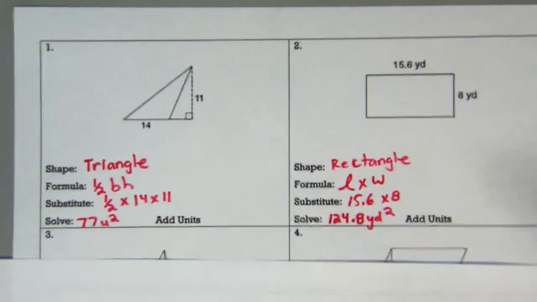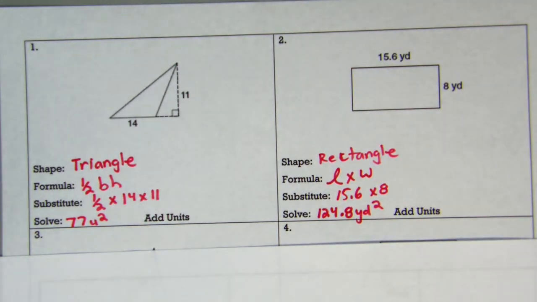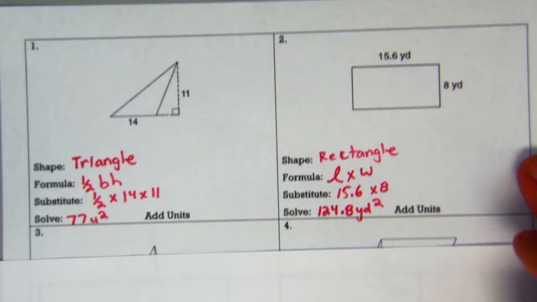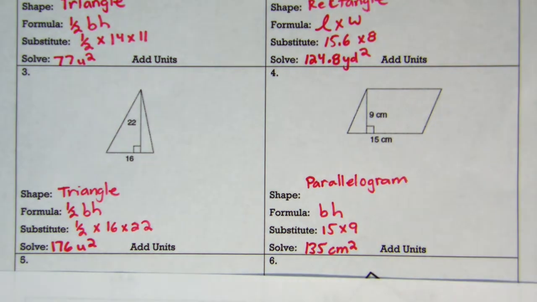Number 1, you should have gotten it is a triangle, so you're doing half times base times height, giving you 77 units squared. Number 2 is a rectangle, so we're doing length times width, 124.8 yards squared. Number 3 should have been a triangle, which is your half times base times height, giving you an area of 176 units squared. Number 4 is a parallelogram, so we're going to use that base and height, and that is 135 centimeters squared.